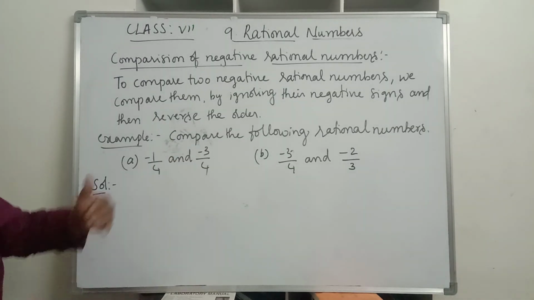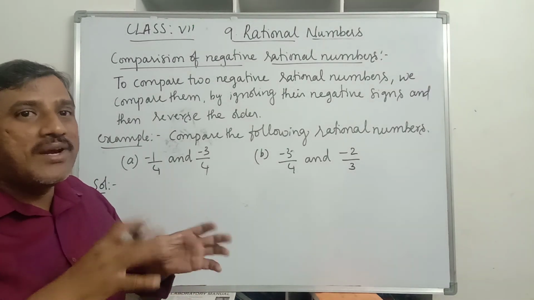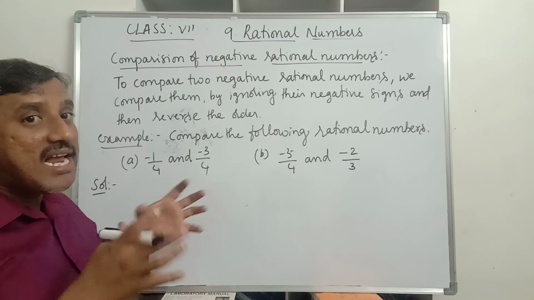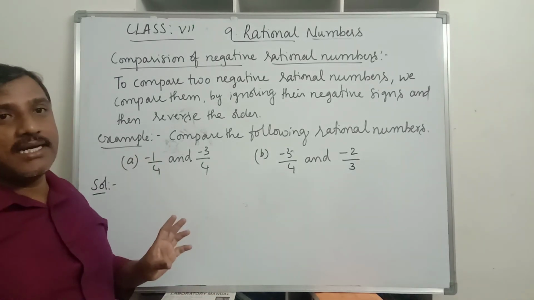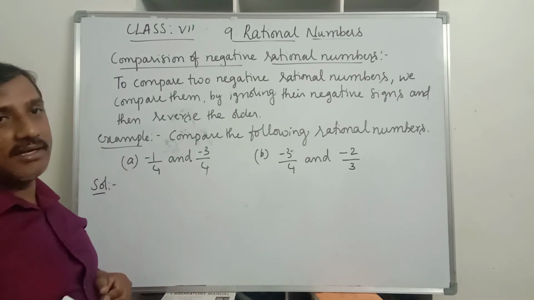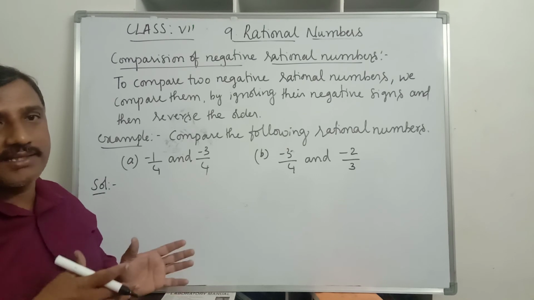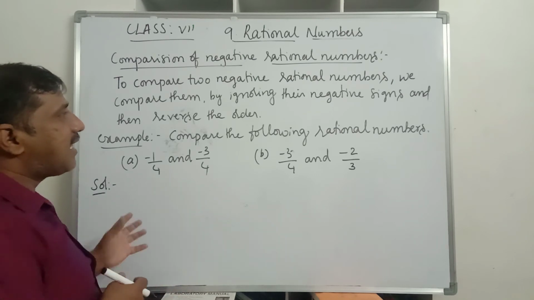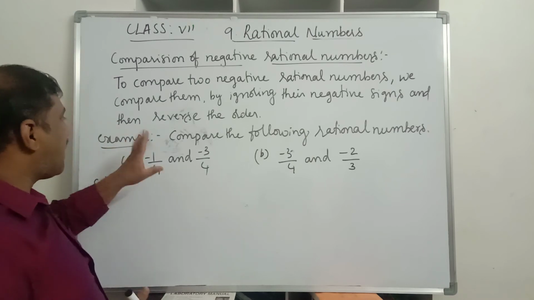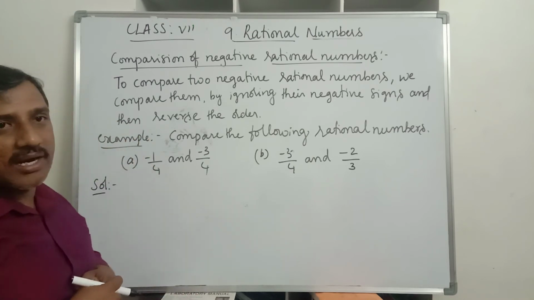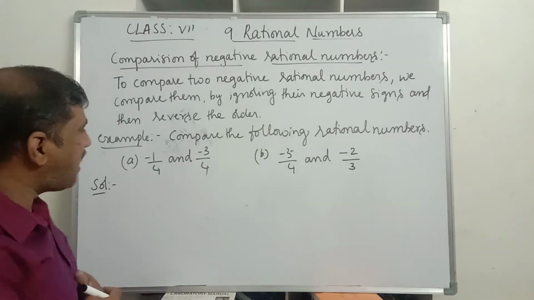Now comparison of negative rational numbers. How to compare two negative rational numbers? We will compare them by ignoring the negative signs and reversing the order. Then you reverse the order of the greater than or less than symbol. By reversing their order, we can compare two negative rational numbers. So ignore the negative signs and compare the two rational numbers. That is, we will get the positive rational numbers. Then you reverse the order.